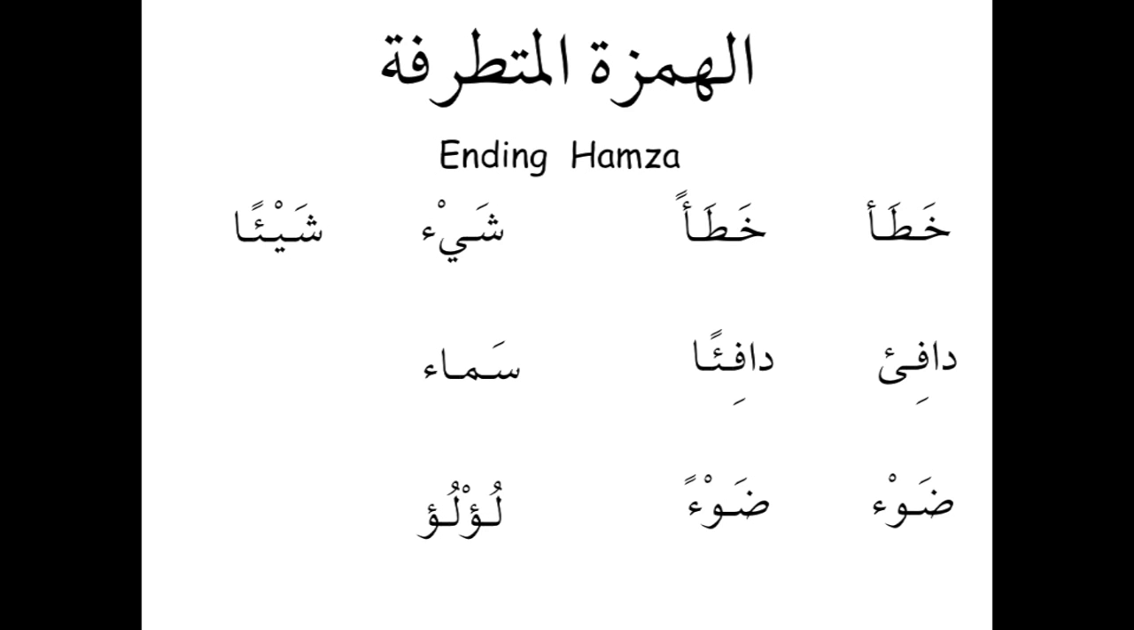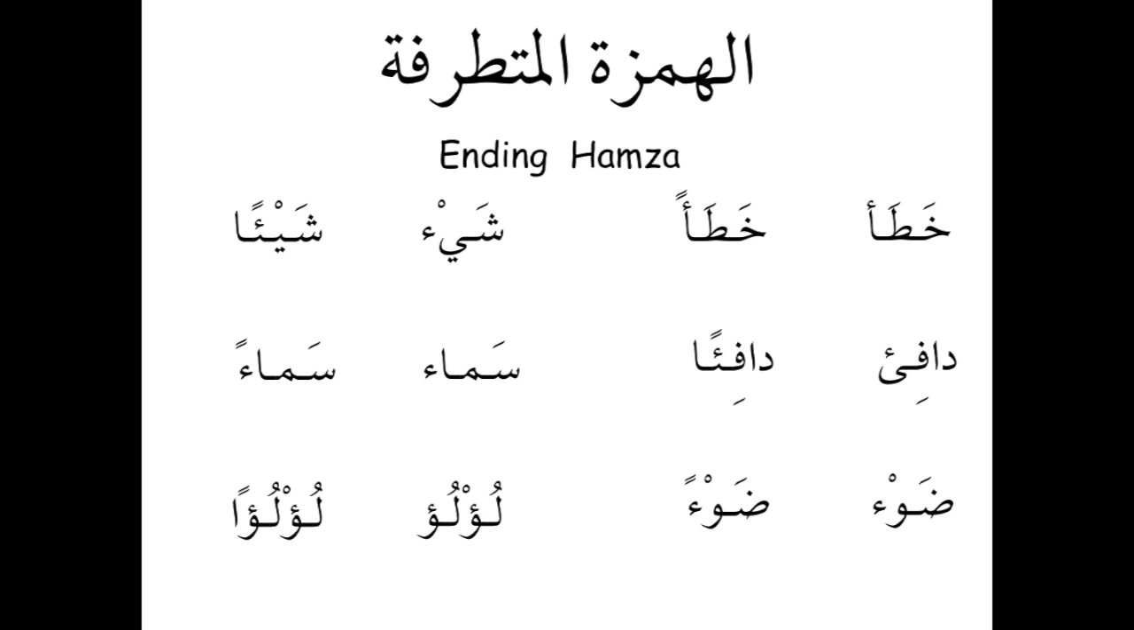سماء, the Hamza is on its own. However, it comes after an alif, which is a non-connecting letter. So we would write it like so: سماء. Finally, lu'lu'. The Hamza is on top of a waw, so we do add the alif, and it would be pronounced lu'lu'an.